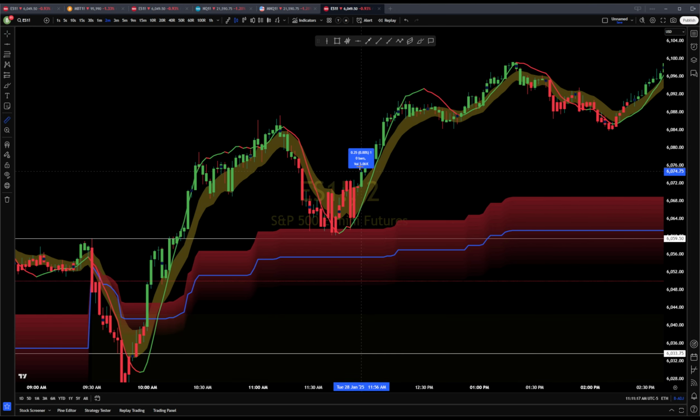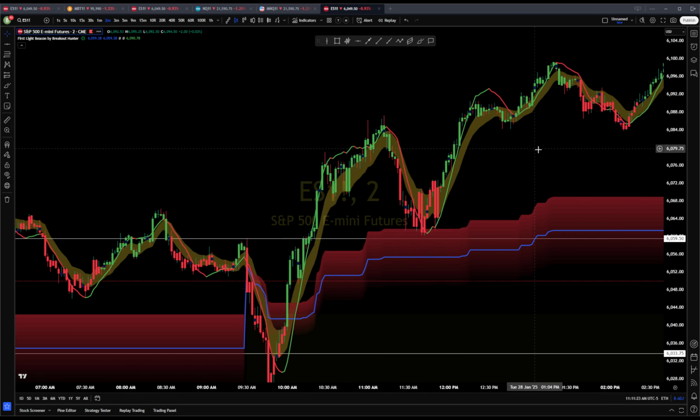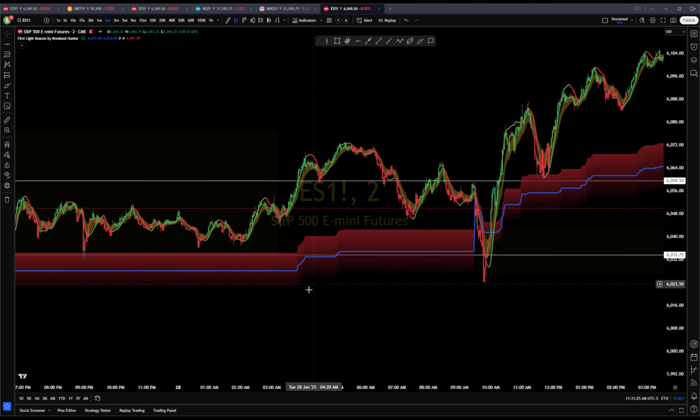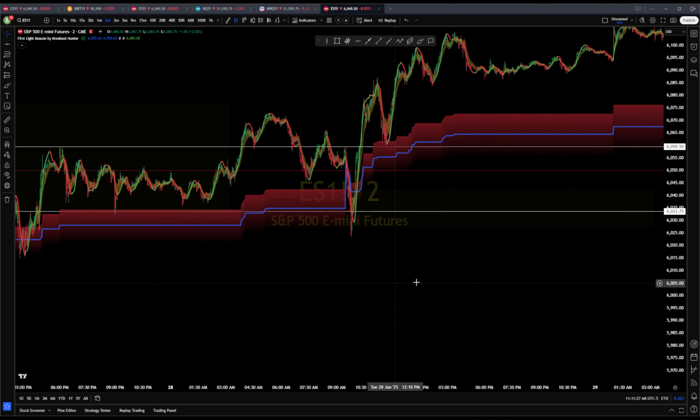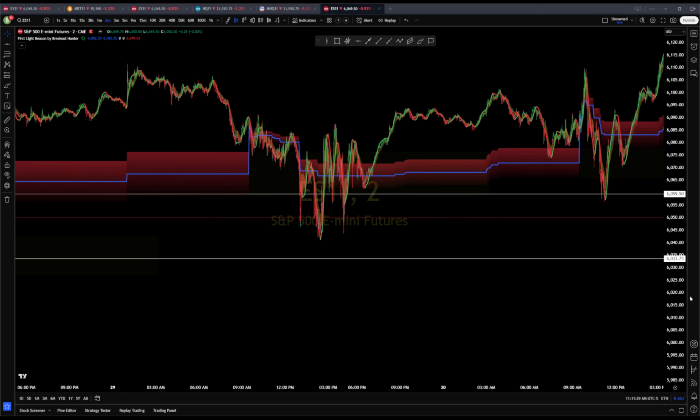This is an amazing entry to tackle 50 or something ticks of ES right there without a single lick of drawdown. And you can do that every single day. Every single day this thing happens. That is one of our bread and butter trades right there. We do it every day.